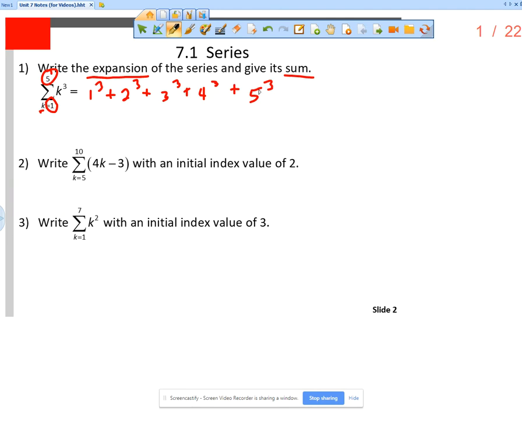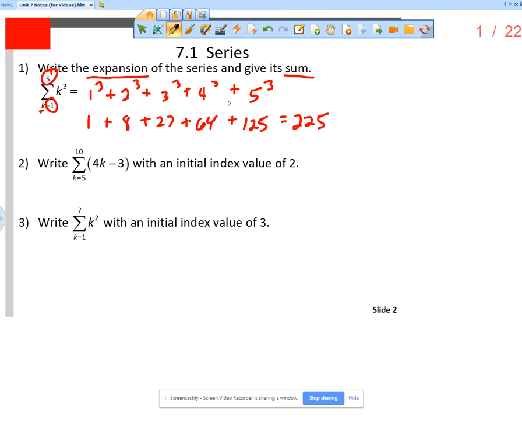And so this would be the expansion. And then, of course, this sum is just the sum of these values. So this would be 1 plus 8 plus 27 plus 64, and then plus 125. So 9 plus 27 is 36, plus 64 is 100, plus 125. So 225 would be the sum.